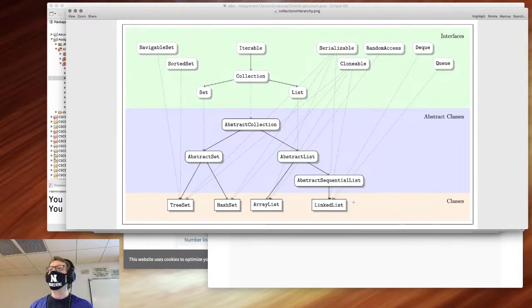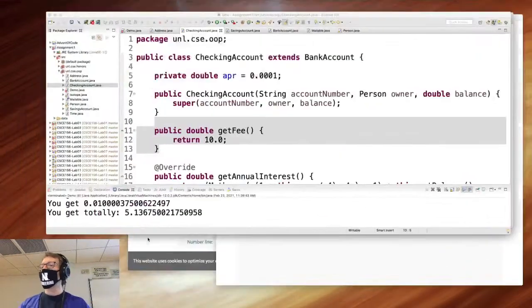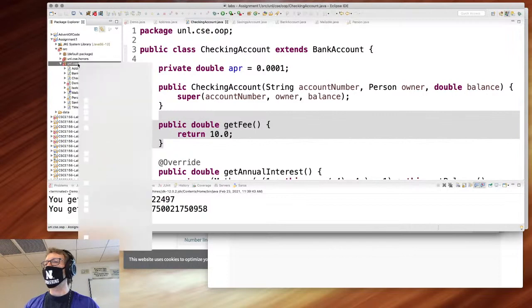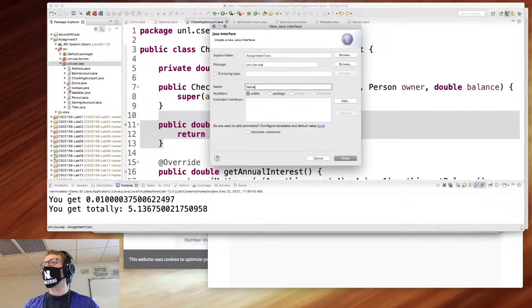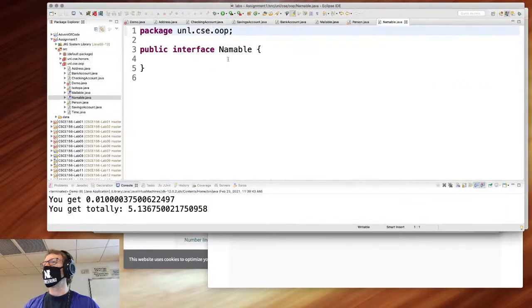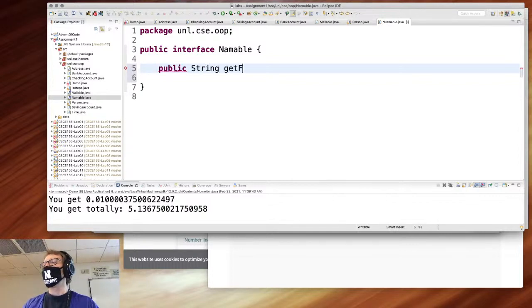We could, if we wanted, create another interface here. New interface, Nameable. Nameable and name, I don't know. It's not a word, so it doesn't matter how we spell it because it's not a real word. But we could have, like, say, a public string get formatted name.